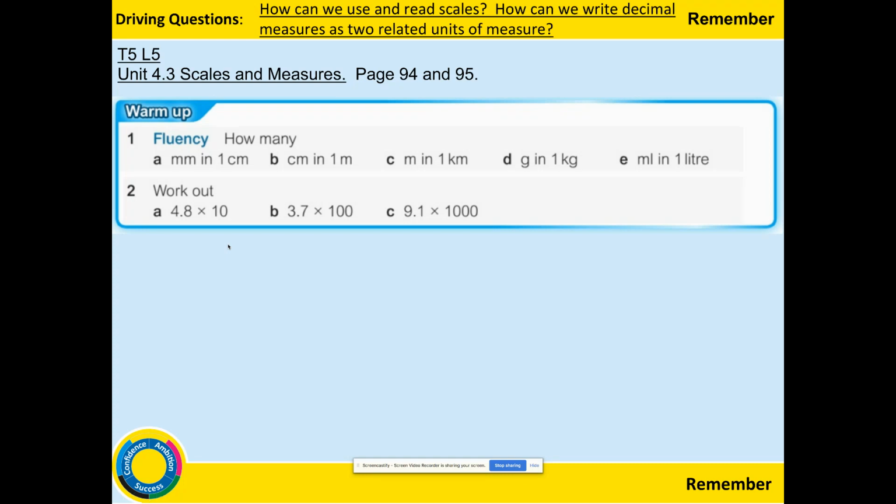Okay, term 5, lesson 5, it's unit 4.3, scales and measures, which are on pages 94 and 95. Your warm-up task here, if you could press pause on the video, have a go, and then press play when you're ready for the answers.